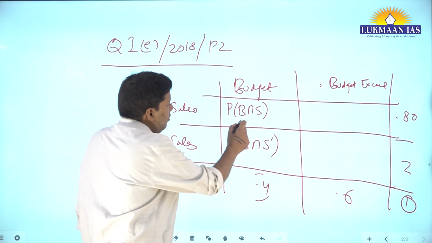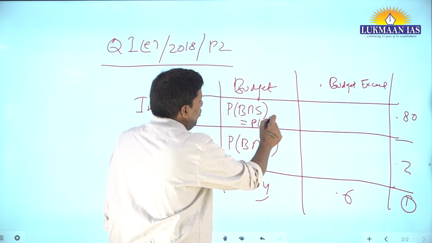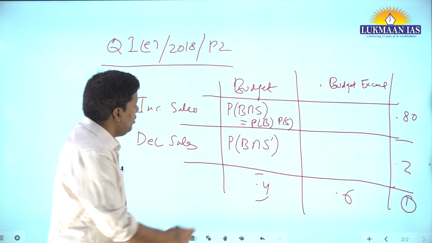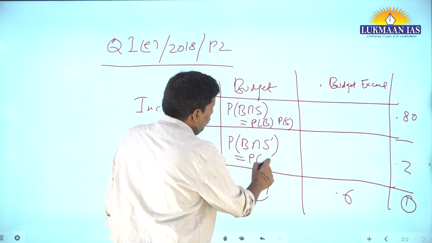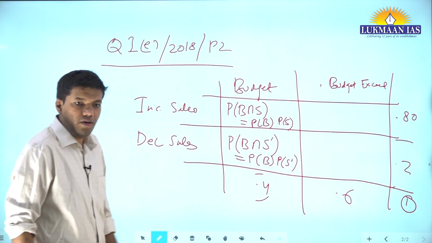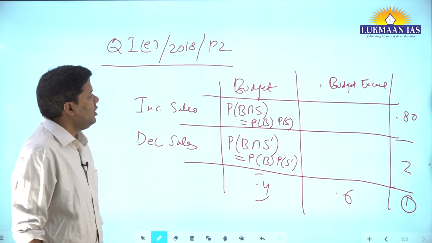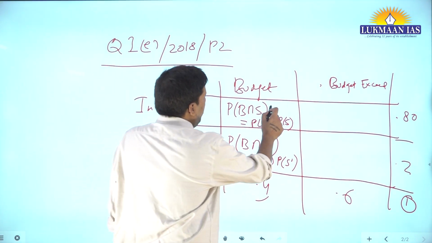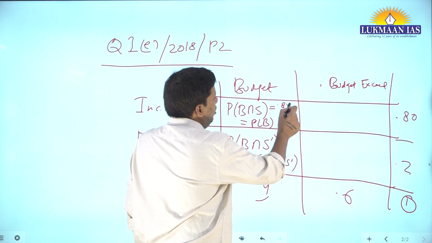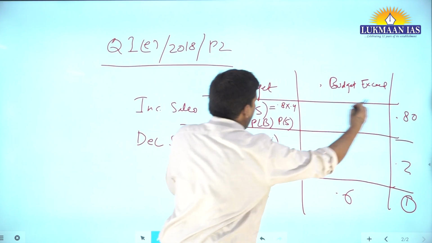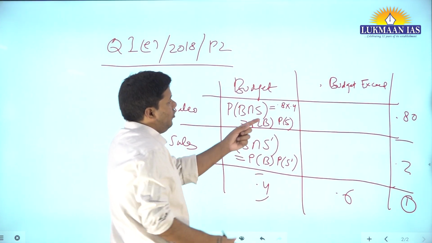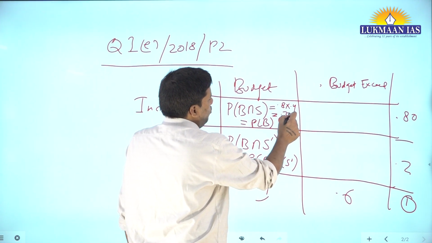So what it means? Probability of B into probability of S. Similarly, this is equal to probability of B into probability of S bar. Any problem? No, sir. So now you can write the probability. Tell me, what is the probability here? 0.8 into 0.4. See, you are simply multiplying this. The probability of sale is 0.8. Probability of budget is 0.4. So this is 0.32. Fine.